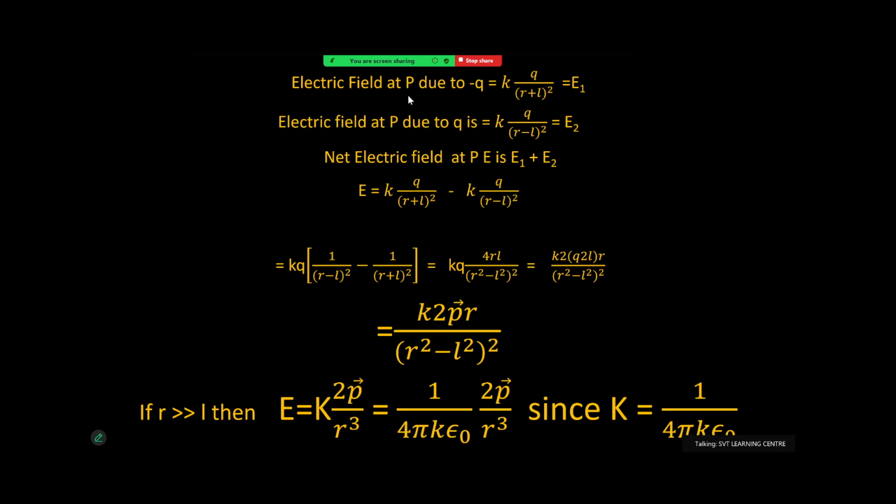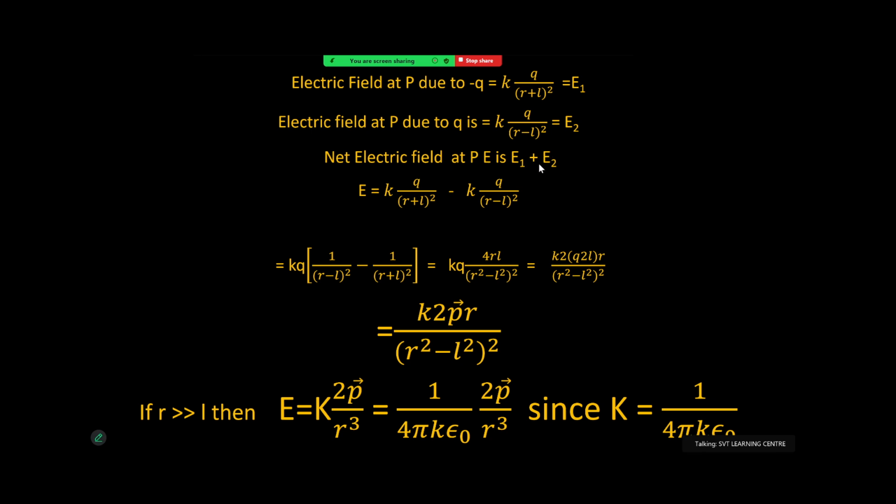So see, the electrical field at P due to minus q is given by k, which happens to be 1 by 4 pi epsilon naught, q the charge upon the distance square, and we take it as E1, and it will be directed towards the charge. The electrical field at P due to the positive charge will be kq upon r minus L the whole square, and that is taken as E2, and it will be directed away from positive q.